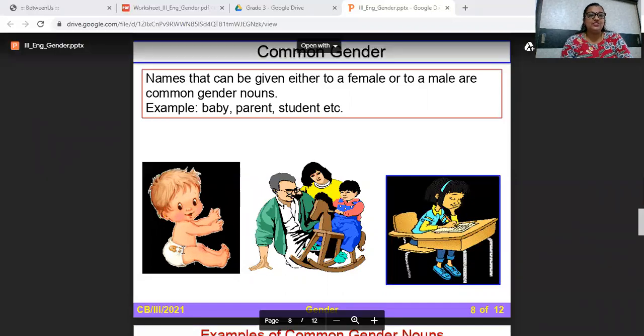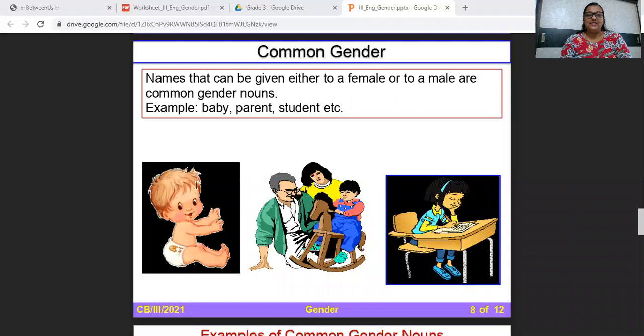As you can see in the picture, baby. We say the baby is very cute, and we don't know whether it is a boy baby or a girl baby. Next one is parent. In our parent teacher meeting, we ask one of the parents to come or both the parents can come. So parent means either a father or a mother. Next, as you can see in the next picture, student. Just now we discussed student may be a boy or girl. So generally, we say common gender is a noun which is either a male or a female.